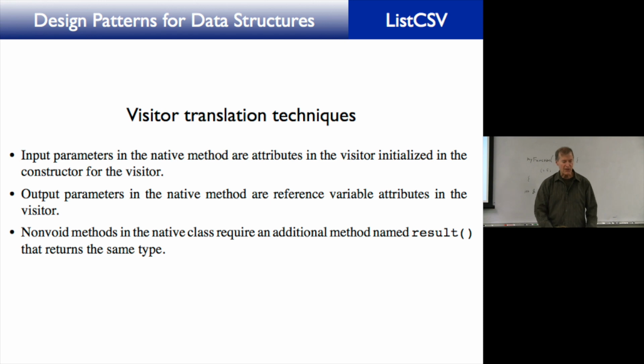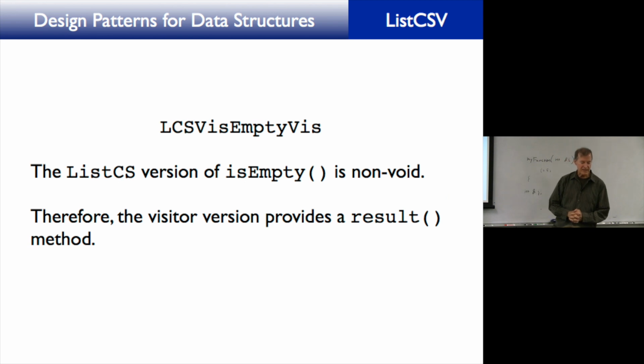All right. So with all that in mind, let's do some translations. First thing we're going to translate is isEmpty. So now, the list CS version of isEmpty is non-void because what does it return? IsEmpty returns what? A Boolean. Yeah, it's either true or false, right? Okay. So therefore, the visitor version has to provide a result method, and the result will return type Boolean. So we'll have to set that up.